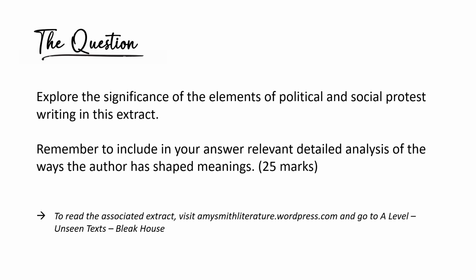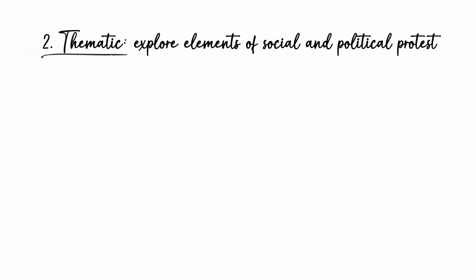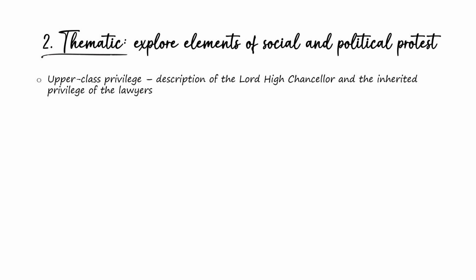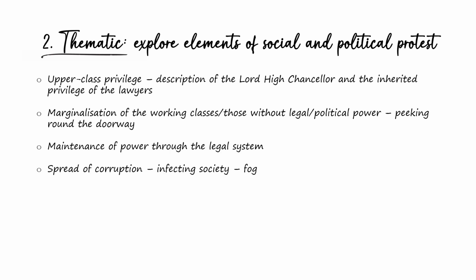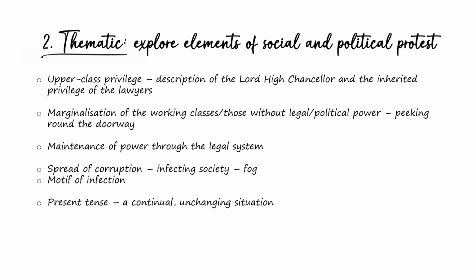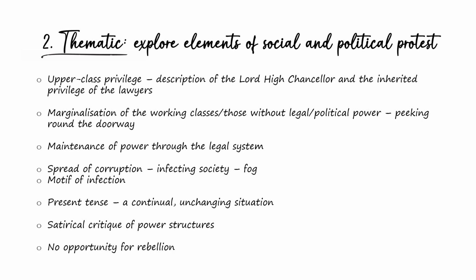Okay, so the extract from Bleak House, which hopefully you know anyway, is by Dickens, and it's a great satirical critique of the system. And I'm going to plan this essay in a thematic way. So brain dumping my ideas first, the extract talks to us about upper class privilege. It talks about the marginalisation of the working classes. We see the maintenance of power through the legal system, the spread of corruption, the motif of infection, present tense reflecting that continual unchanging situation, satirical critique of power structures as well. So I've jotted down all of my ideas. Oh, sorry, forgot one there.